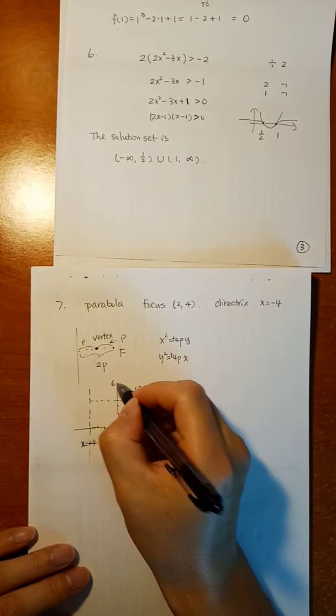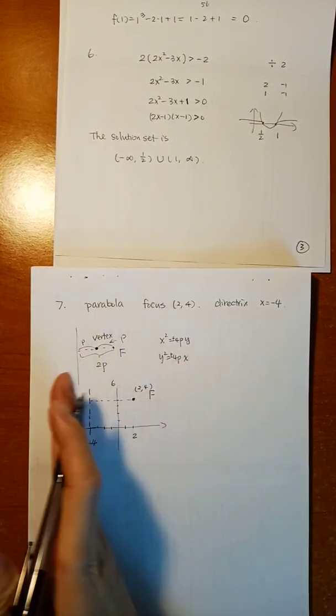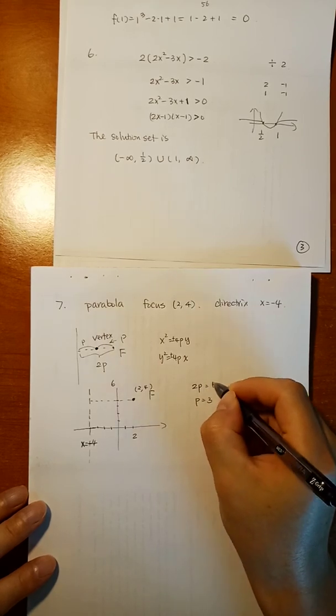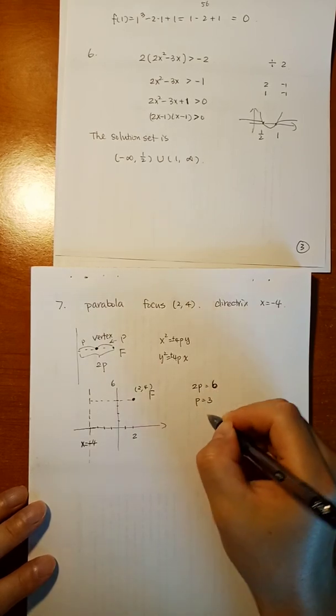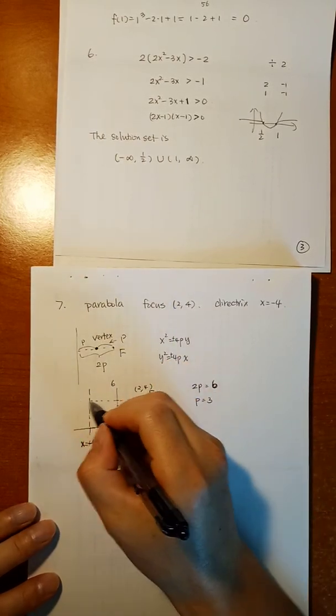This is 6. Here's 2. Here's -4. So the horizontal distance is 6. So 2p is 6. P is 3. P is 3. And then we need the vertex. Vertex is a midpoint.